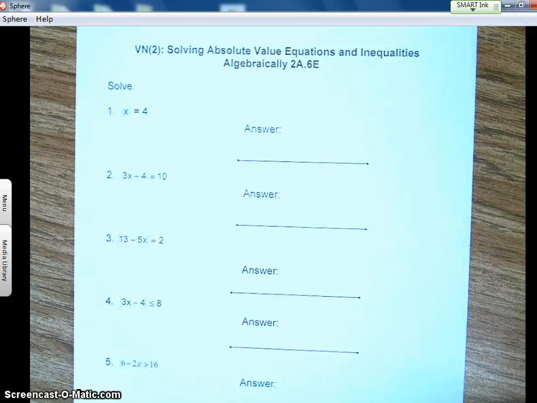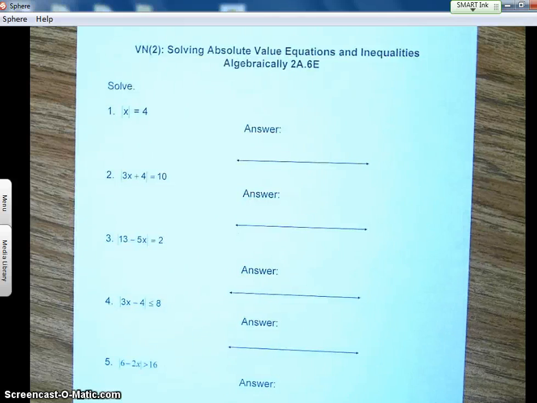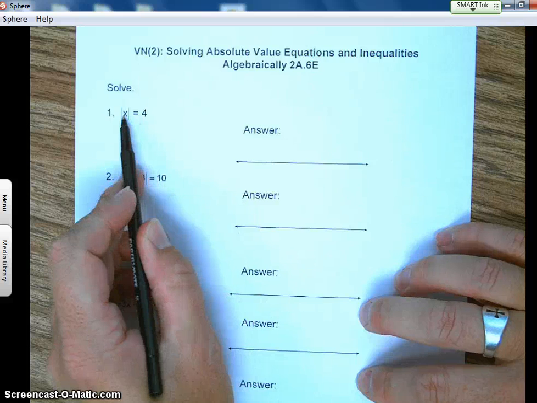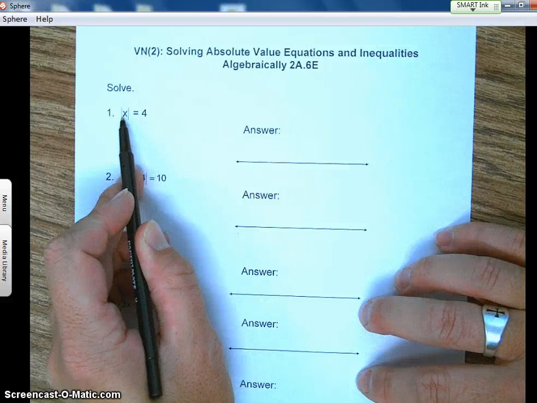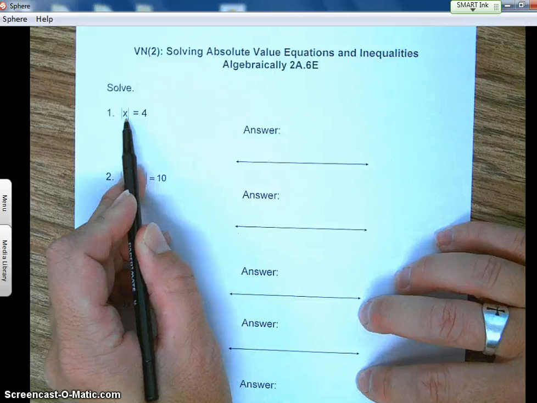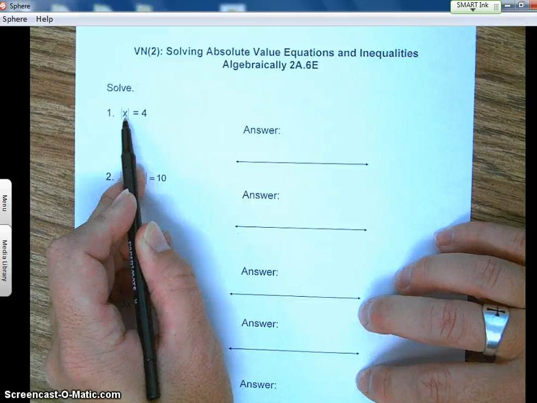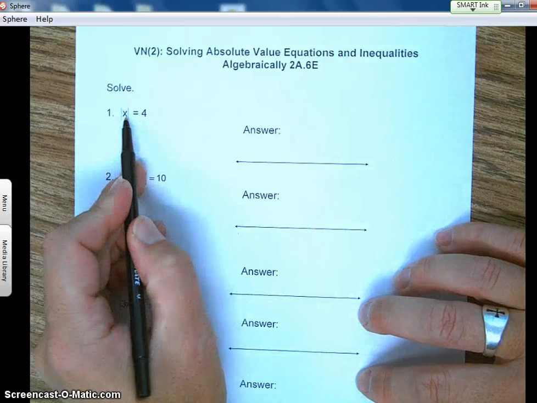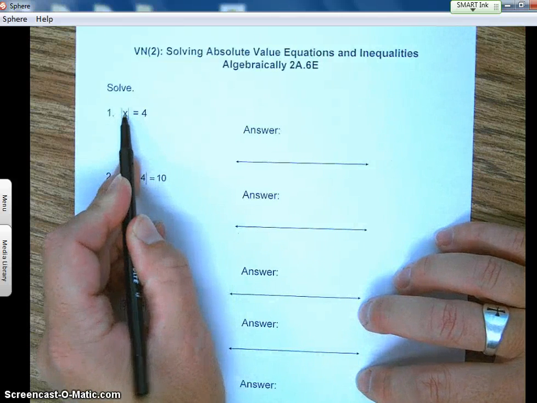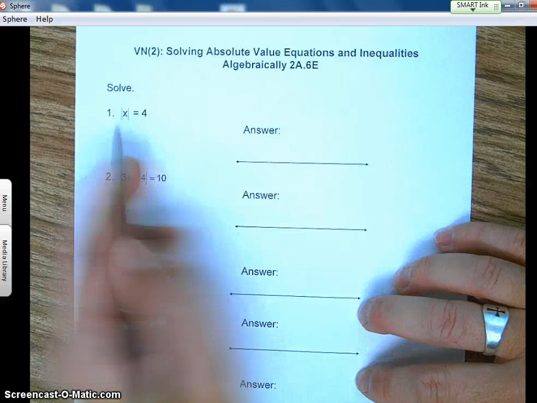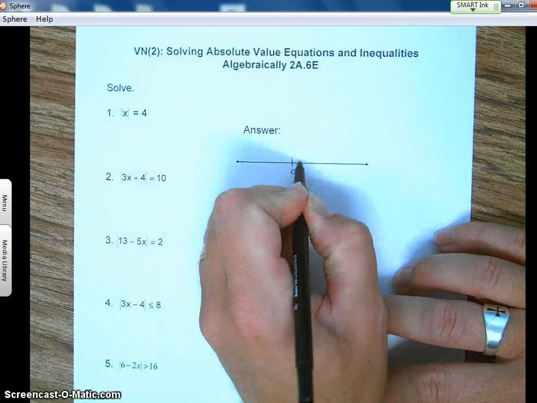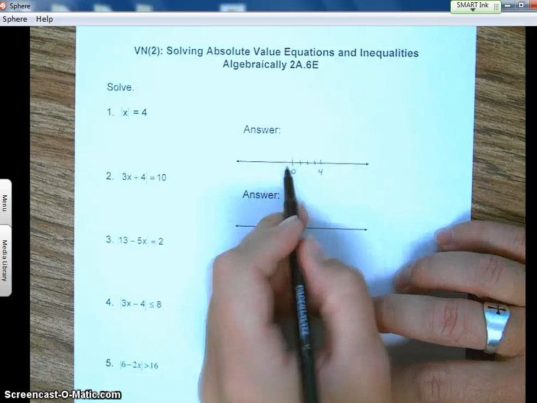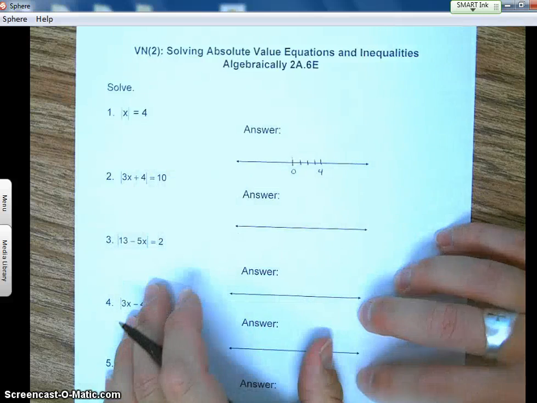Okay guys, solving absolute value equations and inequalities. So in order to solve this, if you'll remember, I said that the answer to an absolute value is the distance a number is from 0. So for example, what number is going to be 4 units from 0? If you look at a graph, we know that the number 4 is 4 units from 0. So that's going to be one of our answers.